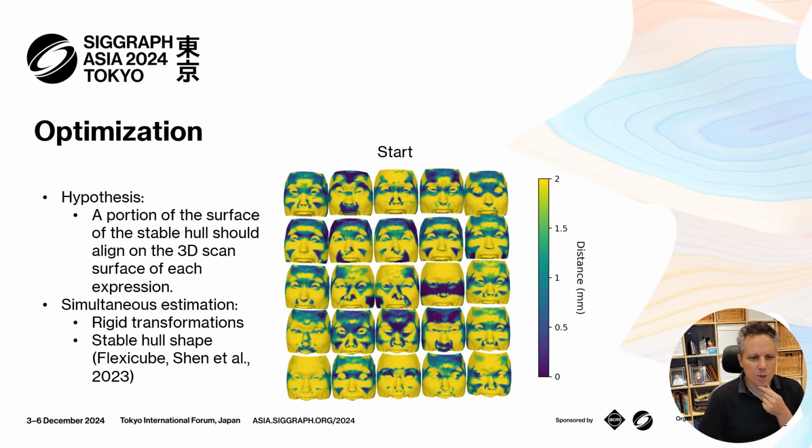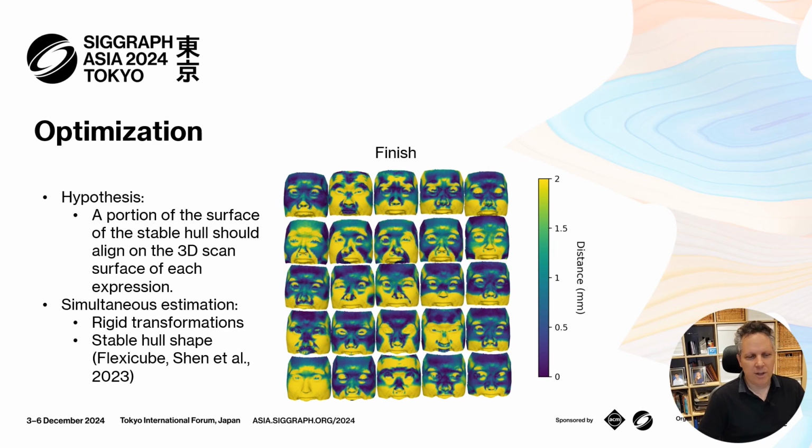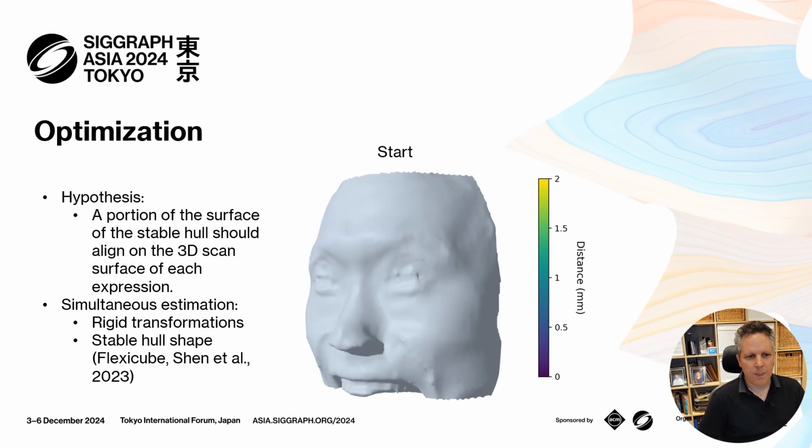Here you can see the absolute distance to the stabilized scan in pseudo-color between the start and the end of the optimization. Here you can see the difference of the shape of the stable hull for the same optimization at the start and at the end. We can see that the shape changes are fairly subtle. The teeth and nose arch are better defined.